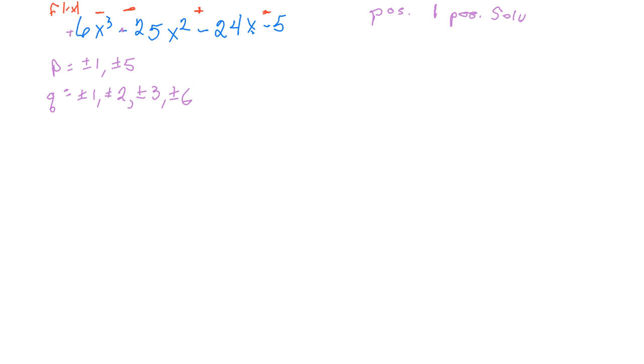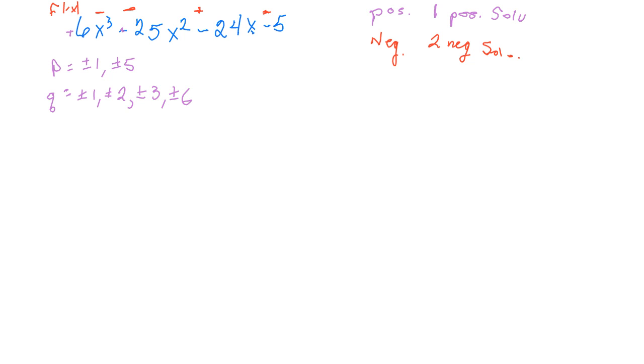So here, negative, negative, positive, that's one sign change. And then it goes to negative. That's two sign changes. So for the negative, there are going to be two negative solutions. Okay. I might go ahead and try the negatives first, just because there's more of them.